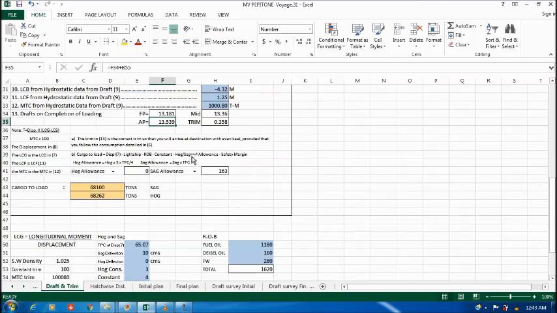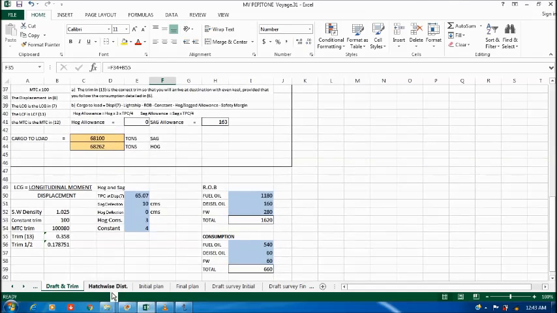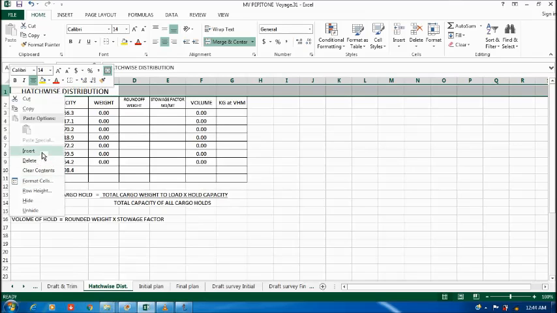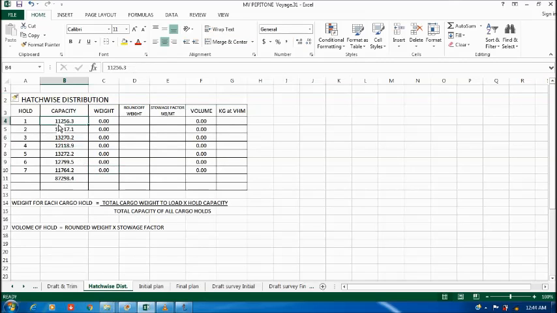And now we have computed, and we are ready to compute our Hatchwise distribution. We can proceed now to our Hatchwise distribution. So you have to make this Hatchwise distribution and copy the capacity of each cargo hold from 1 to 7 and the total capacity of all cargo holds.